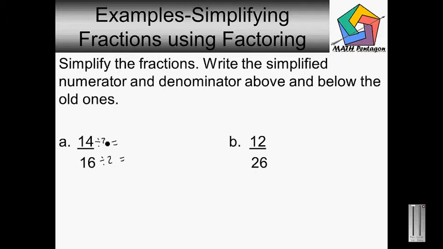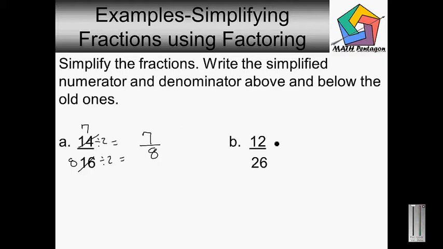So 14 divided by 2 is 7. We cross out this 14, we put a 7 here. 16 divided by 2 is 8, so we cross this out and we put 8. So now we have 7 over 8. So our answer is 7 over 8. Okay, let's go to the next example.